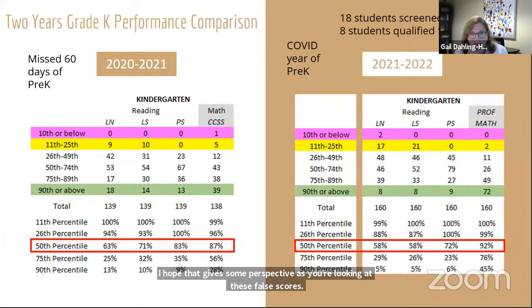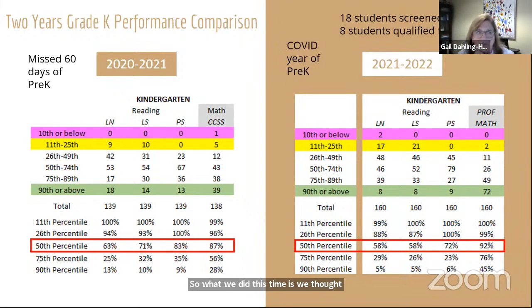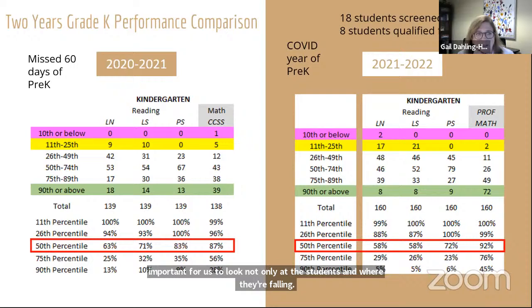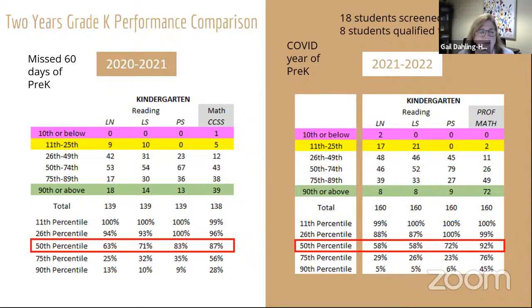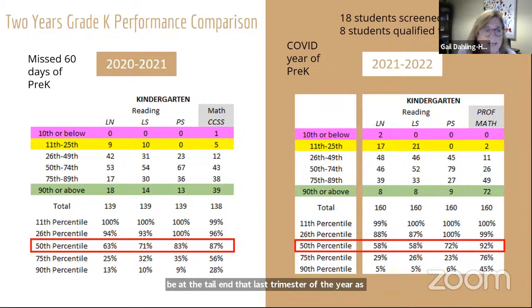So what we did this time is we thought it would be important for us to look not only at the students and where they're falling, but also look at last year where students entered into school and to really put that into some context. So, when you look at a grade K performance comparison on the CCBM, you'll see in 2021, we screened the kids when they came back to school, but they missed 60 days of pre-K education. That would be at the tail end, that last trimester of the year, as well as summertime. Our pre-Ks were by and large not open during that first beginning part of the pandemic.